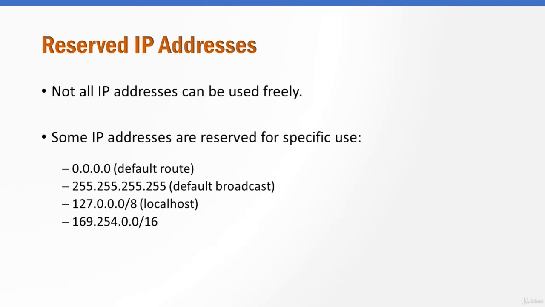Then we have the APIPA addresses. APIPA stands for Automatic Private IP Addressing, and it's used when your computer is set to ask for DHCP parameters from a DHCP server, but can't find one, or maybe you're not connected to a network, or the server doesn't exist. So when your computer can't get an IP address any other way, it's going to assign an APIPA IP address to itself.